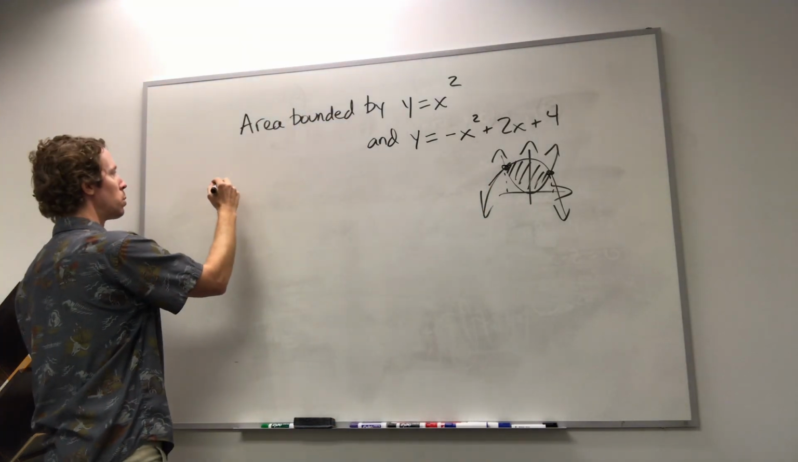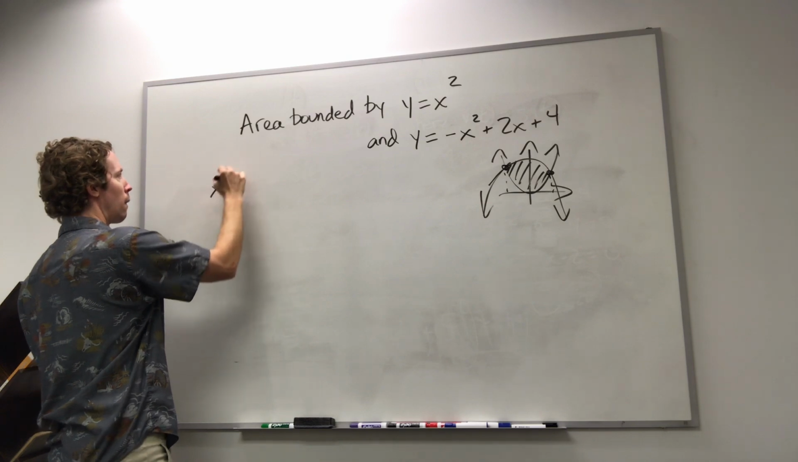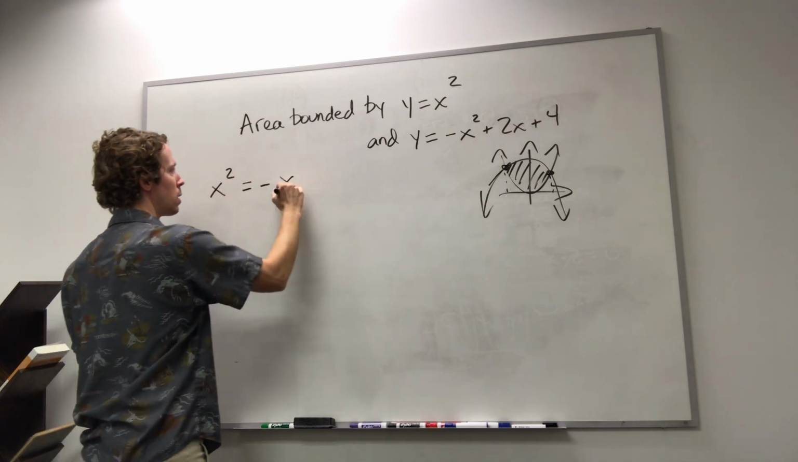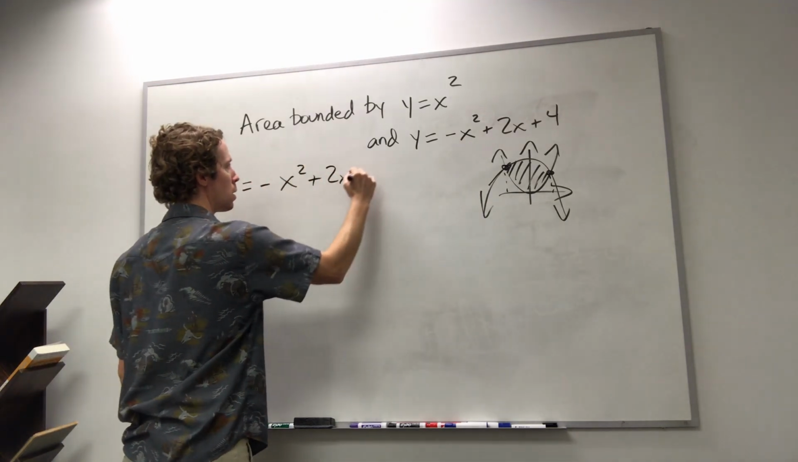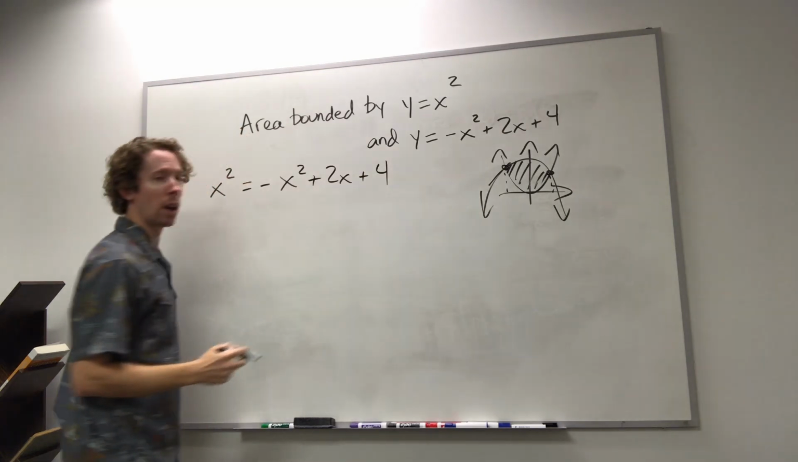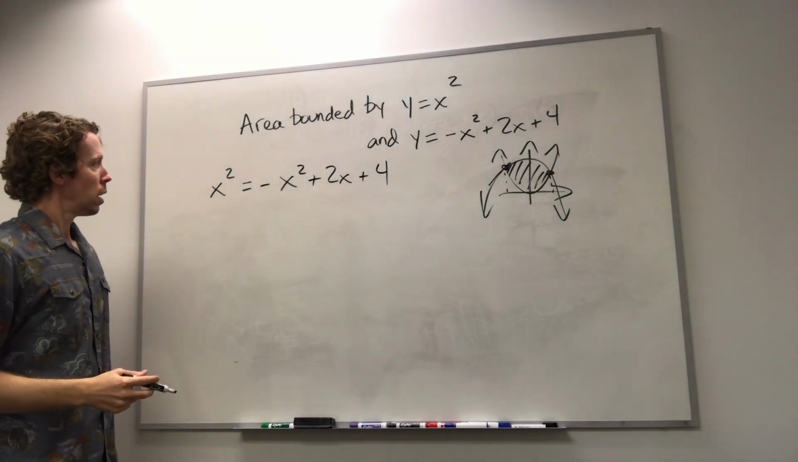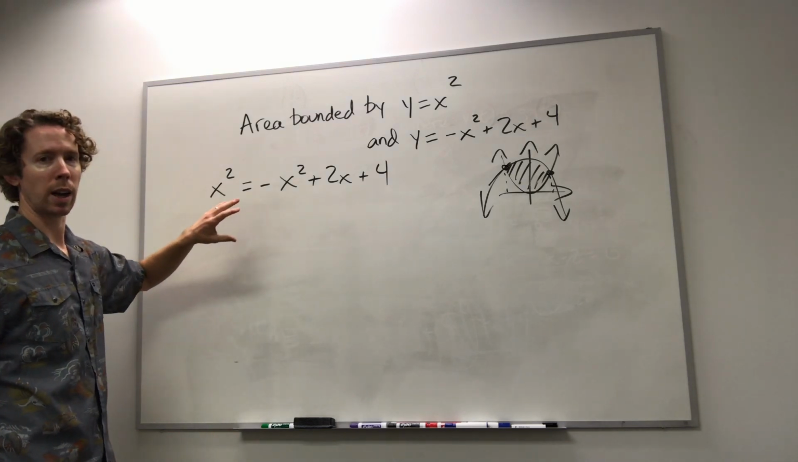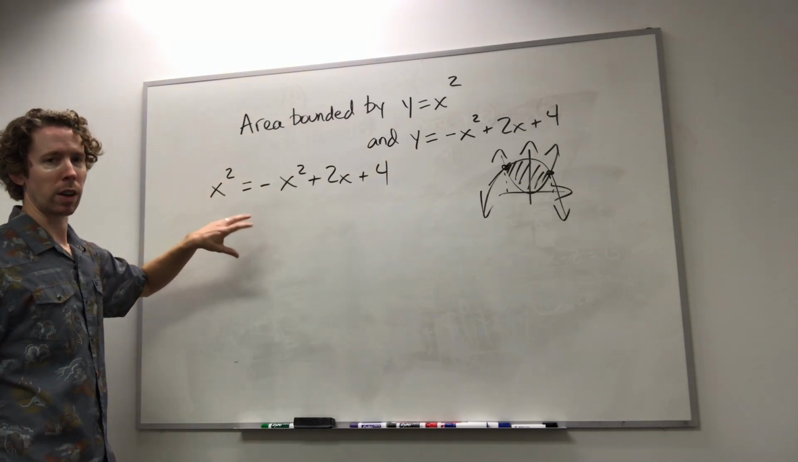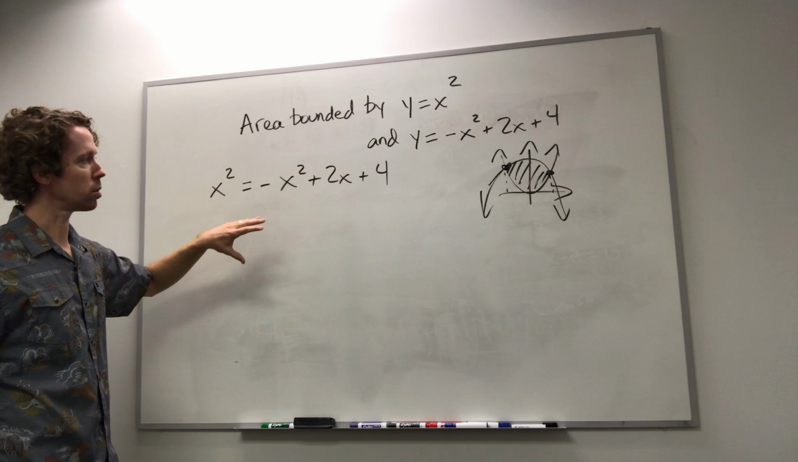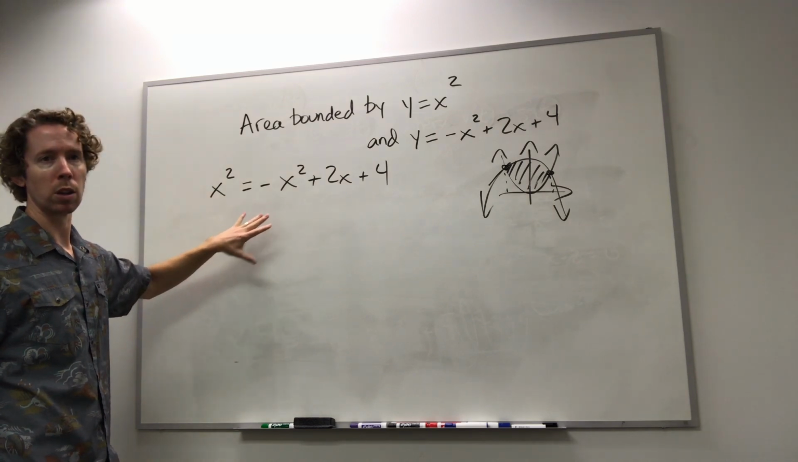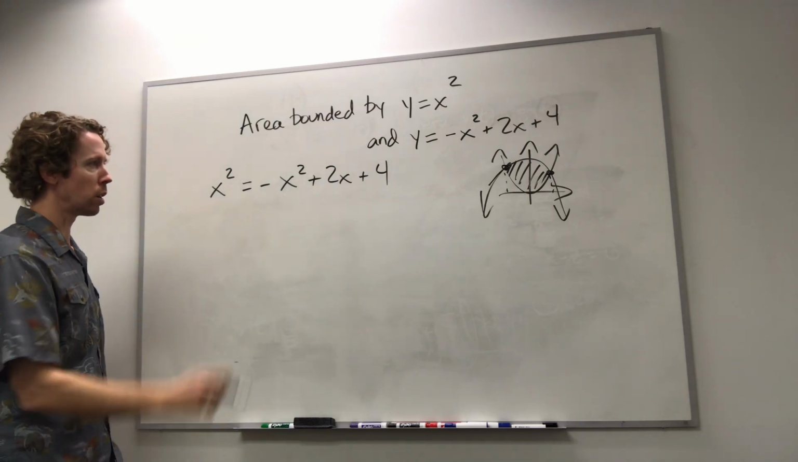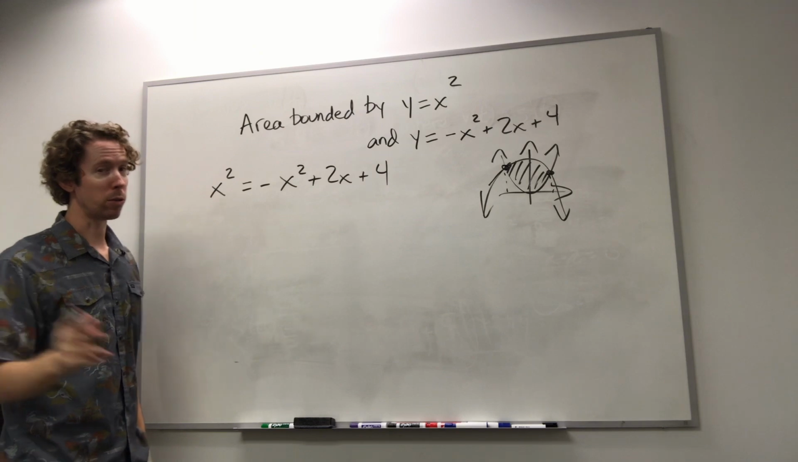So let's set them equal to each other. And now I want to solve for x. I've got a quadratic equation. I want to get all the x's on one side, see if I can factor. If I can't factor, I'll probably use something like the quadratic formula to figure out the intersection points, but I'm hoping it will factor.